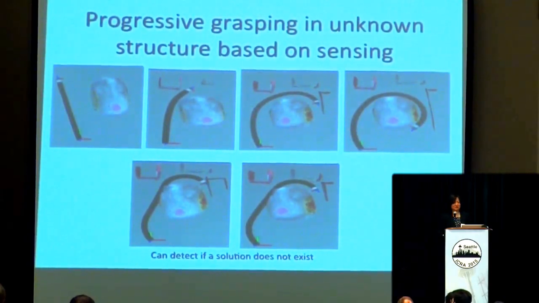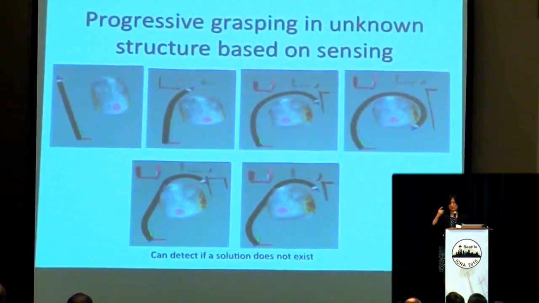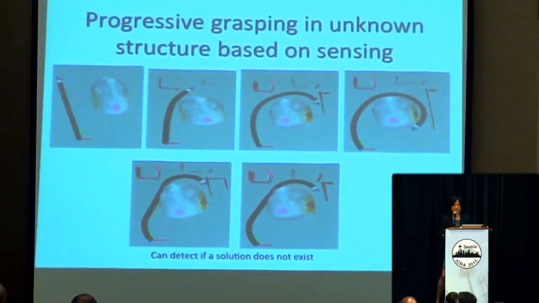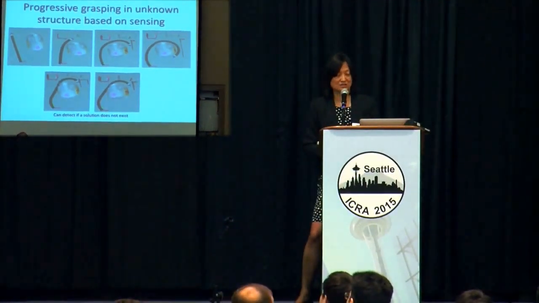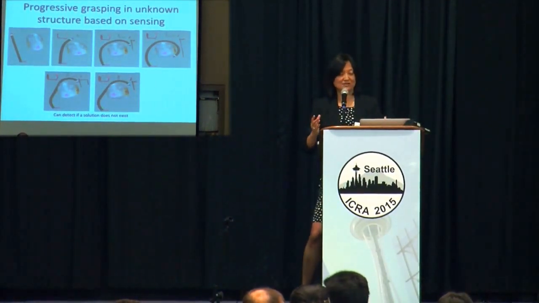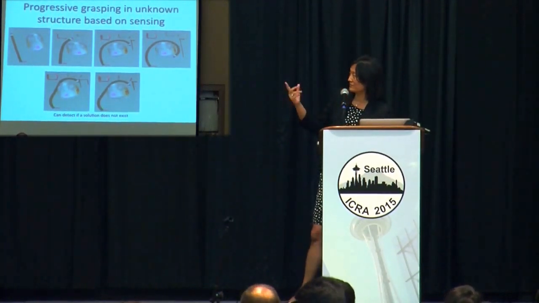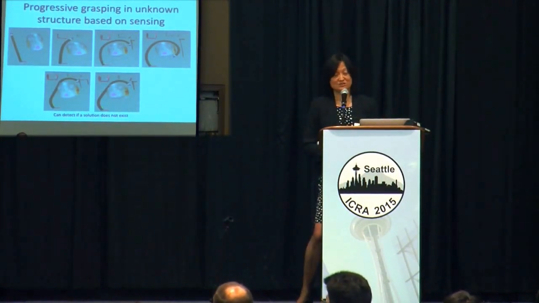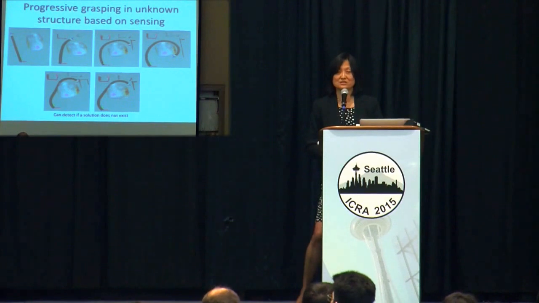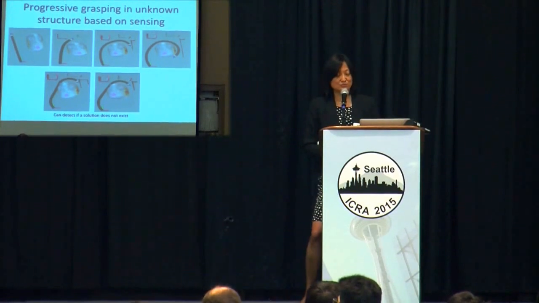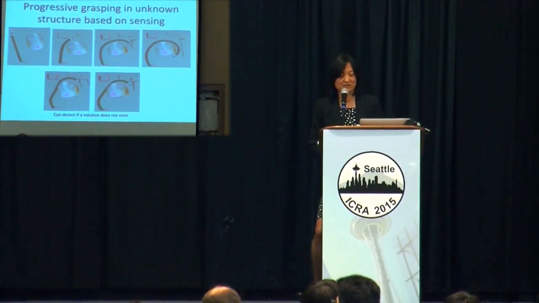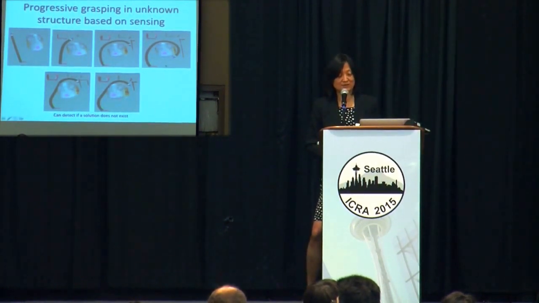Next, we considered progressive grasping. By progressive grasping, we mean we gradually generate a grasping configuration in an unknown structure based on sensing. Here is an example. If we have a milk can to be grasped, and on the tip of the robot, we have a sensor, an RGBD sensor for example, that can sense the gap between the target object and the surrounding structure or obstacles. As we gain more information about the surrounding objects, we gradually generate a grasping configuration like this one.